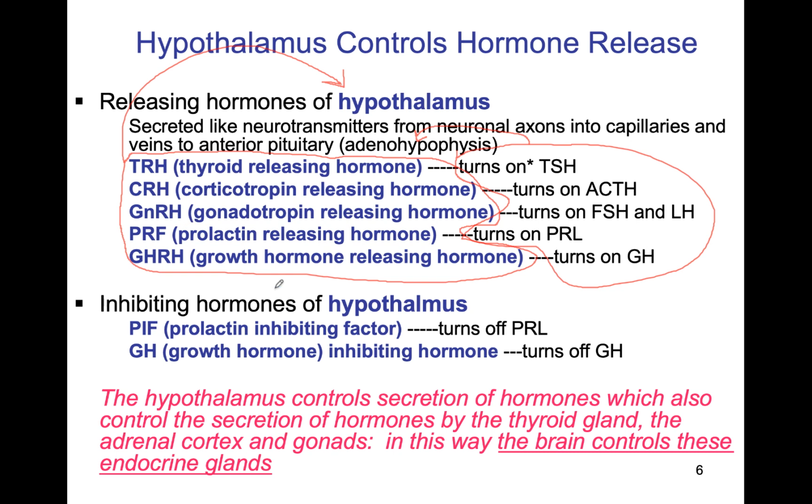The other class is the inhibiting hormones. There are 2 of them. These 2 inhibiting hormones are produced by the hypothalamus, and they go to the pituitary gland to turn off or inhibit their associated hormones. So it is safe to say that the brain has a huge role in hormone production.